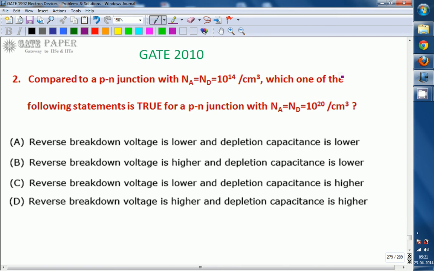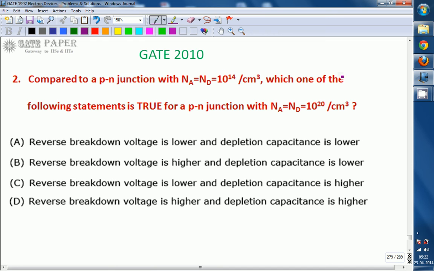Hello, we are discussing the GATE 2010 ECE paper, and this question is related to electronics. Compared to a PN junction with Na equal to Nd equal to 10 power 14 per centimeter cube, which one of the following statements is true for a PN junction with Na equal to Nd equal to 10 power 20?